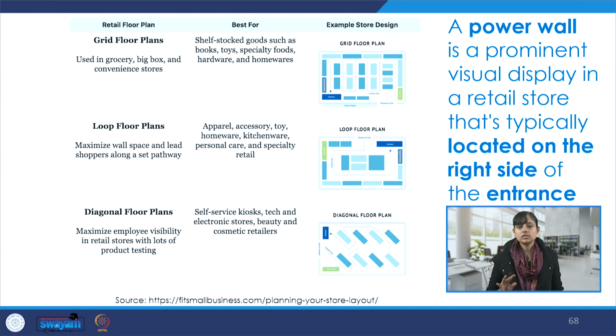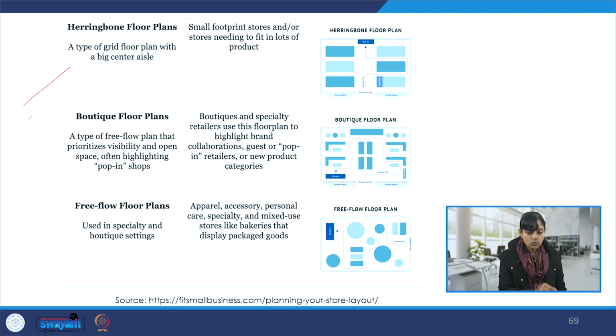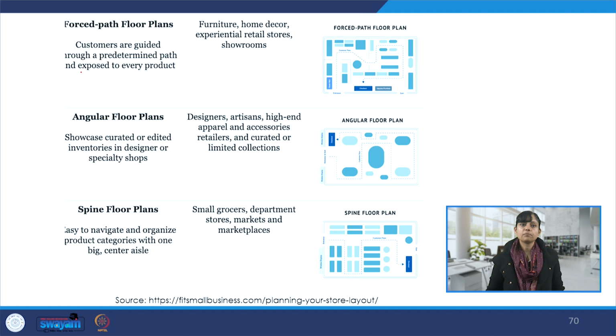And then we saw this very interesting chart or inventory, which is very visual, and it talks about these kinds of store layouts and how they become a very, very powerful tool for driving VM as an important strategy. And we discussed the grid floor plans, loop floor plans, diagonal floor plans, the herringbone floor plan, boutique, free flow, force path floor, angular floor, and the spine floor plans.